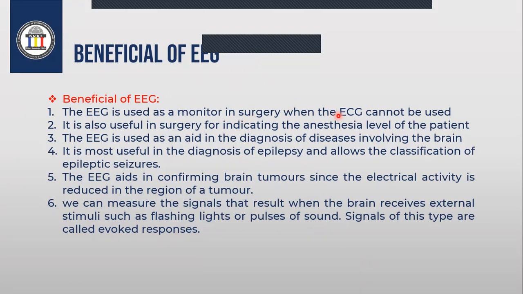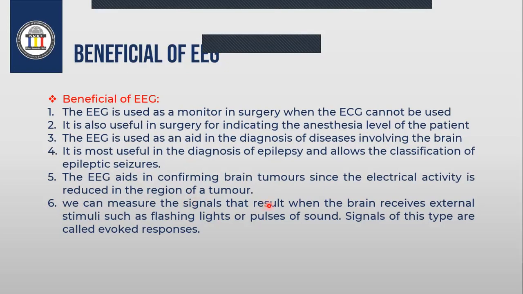EEG can be used to diagnose diseases coming from the brain. The most useful diagnosis is epilepsy, which allows the classification of the epileptic seizure. The EEG can confirm a brain tumor since the electrical activity is reduced in the region of the tumor. If you have a tumor, the electrical signal will be reduced, and then you can indicate that this one has a tumor.